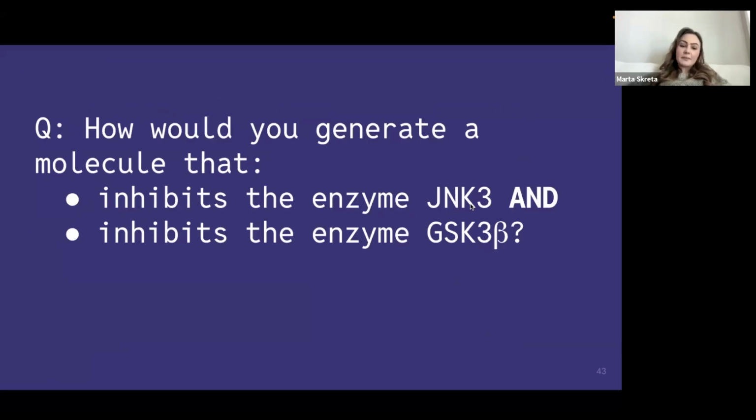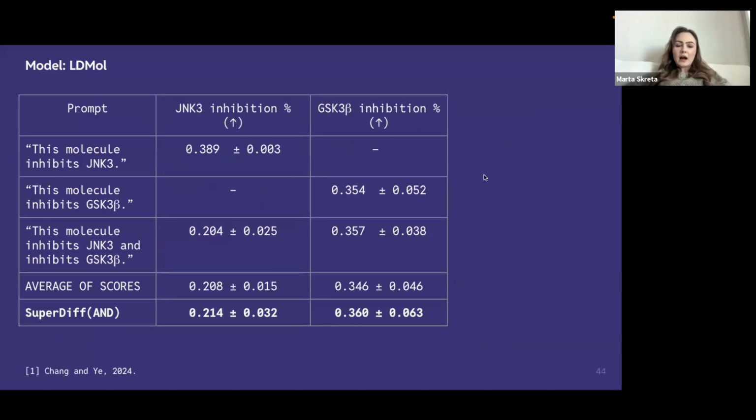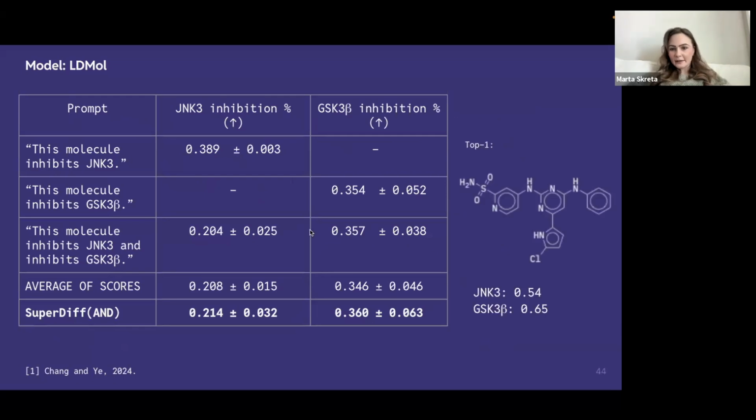And then we have another example with two other properties where, let's say, we want a molecule to inhibit two different enzymes at the same time. We see a similar trend where with SuperDiff we are able to get a higher product of both properties compared to both average of scores and joint prompting. Yeah, it's just a cool molecule picture.